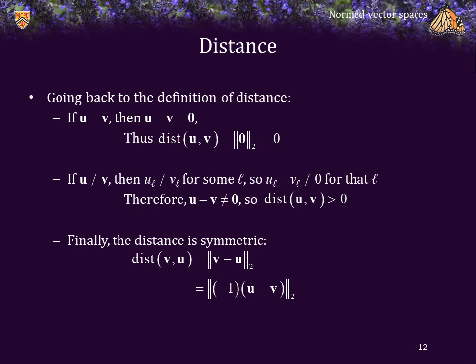But wait a second, this is the 2 norm of a scalar times a vector. That means we can factor out the scalar. And the absolute value of -1 is 1. So therefore, that is equal to the distance between u and v. Therefore, the distance between v and u is equal to the distance between u and v. Good. We'd sort of hoped that would be true, but at least now we've shown it.